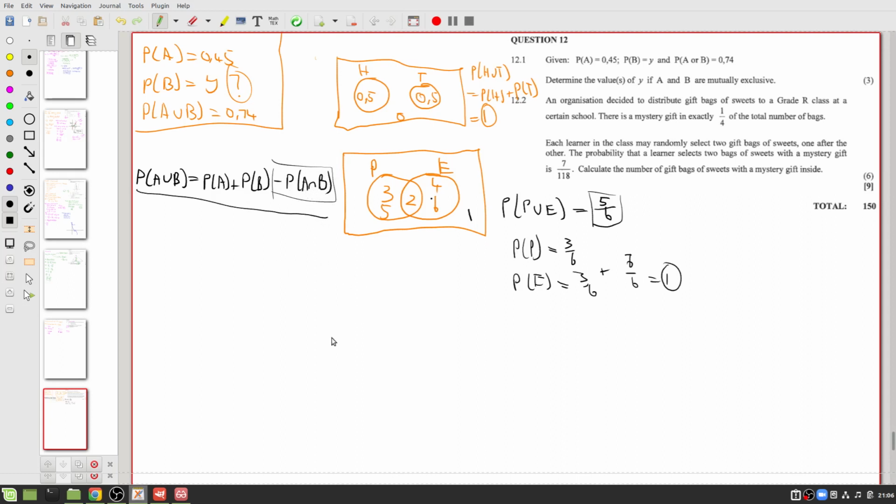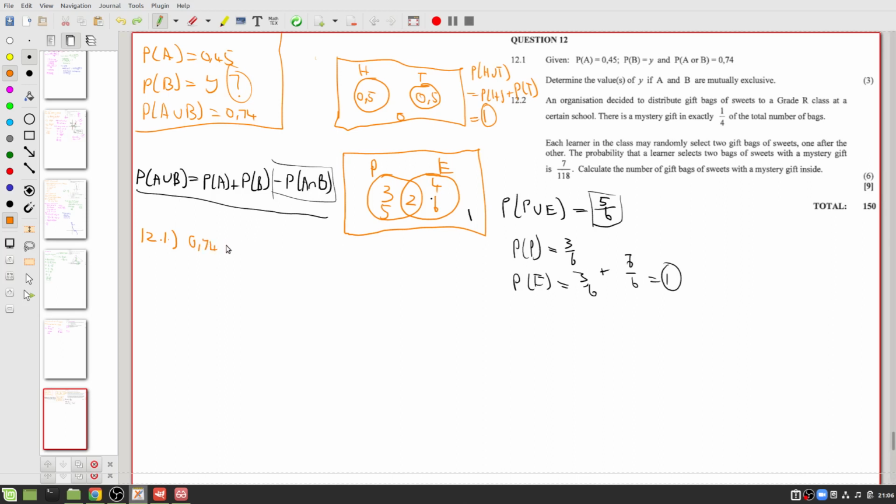Alright, so a bit of the background on the theory there, so let's do the question. Okay, so our question actually was this one here. We need to find the value of y. So we're going to use this basic formula. So the probability of A or B, we know that's 0.74. Actually, let me write down 12.1 so we know what question we're busy with. Probability of A or B, that's 0.74, right?